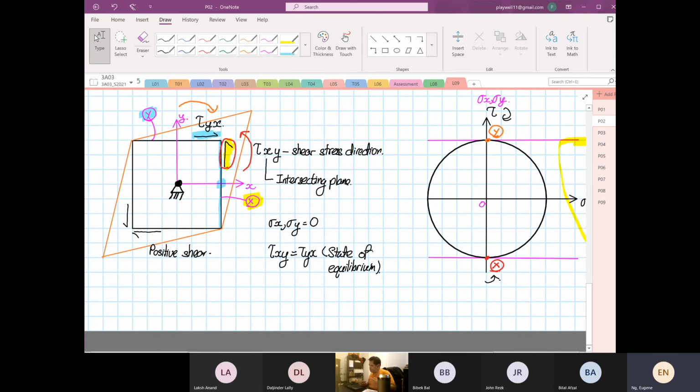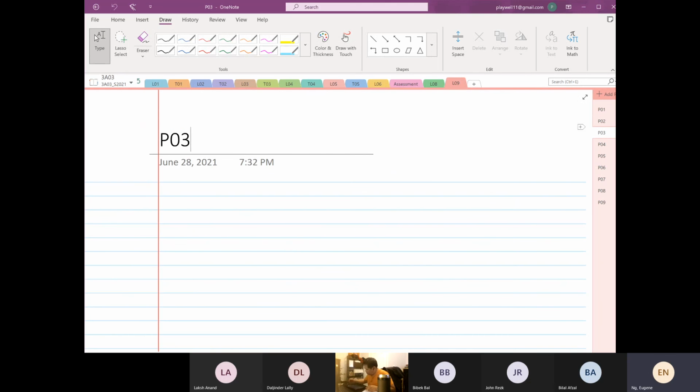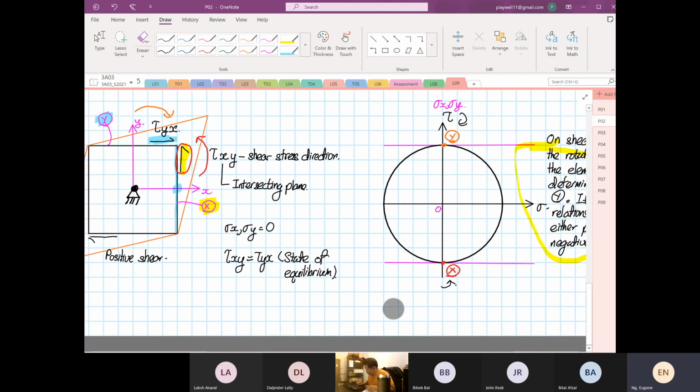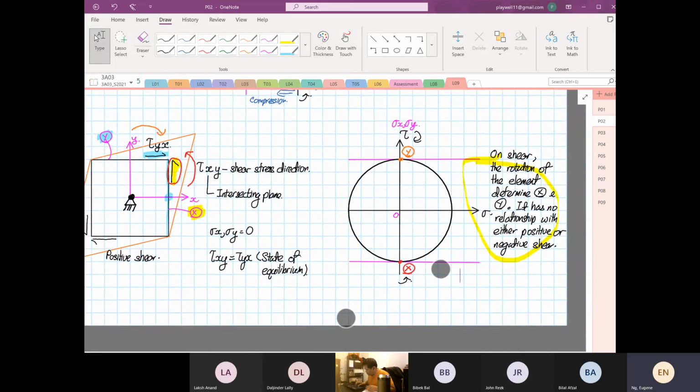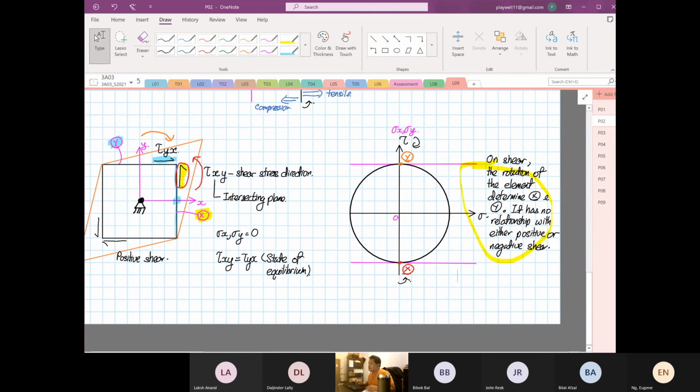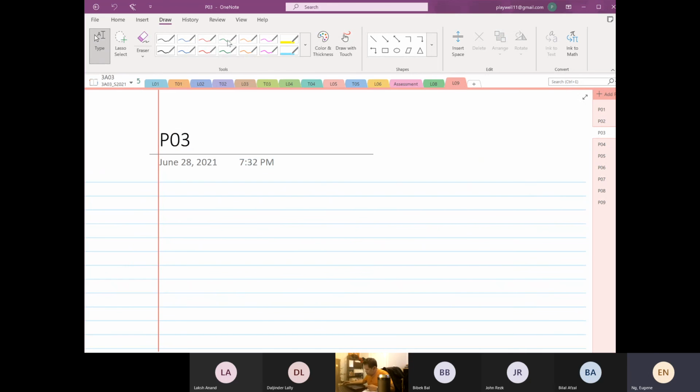So I'm going to do another configuration, which is known as negative shear. Are you okay? Does anyone have any question to ask? Anyone? I don't see anyone putting their hand up or unmuting. Okay, so I'll do it again in negative shear.